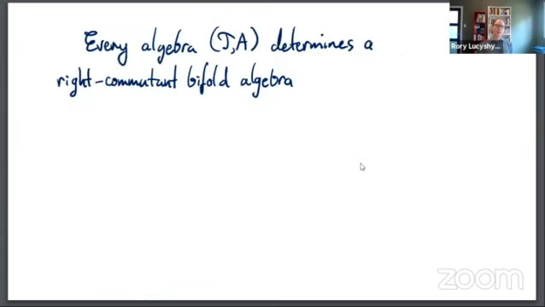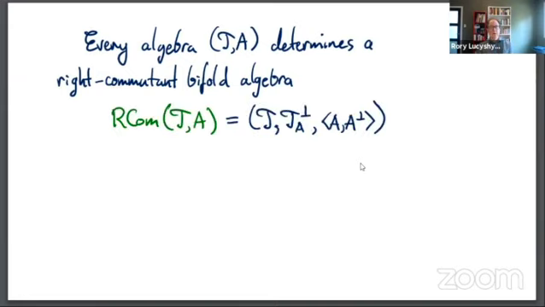Okay. So a further thing that we'll need is that every algebra (T, A) actually determines an associated right commutant bifold algebra. We'll write it in the following way: Rcom of (T, A). It's a bifold algebra, so it has two theories. In this case, they are T and the commutant of T. And then we can describe a certain T-perp-A algebra here.